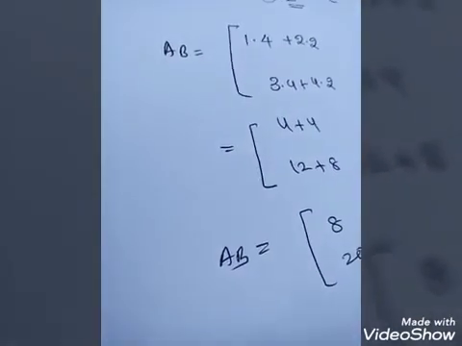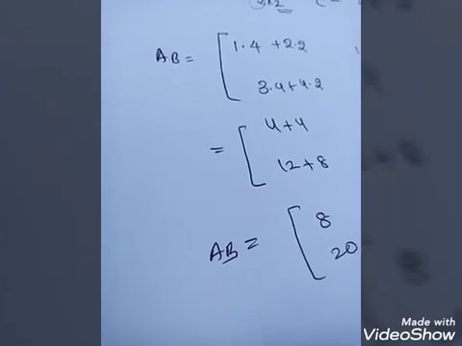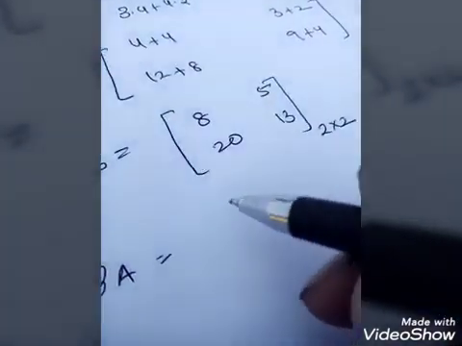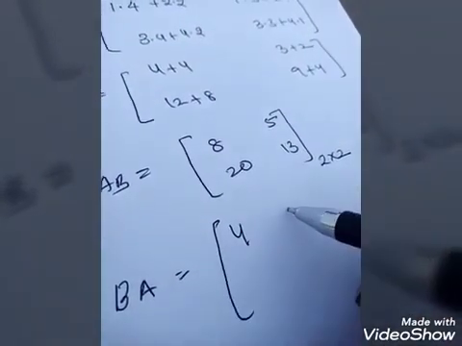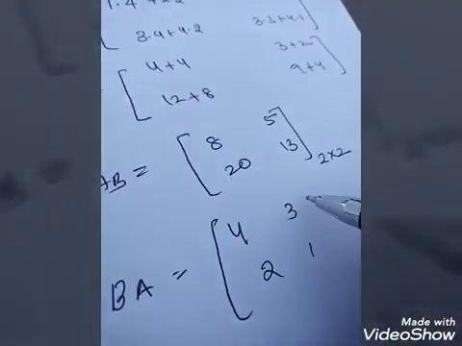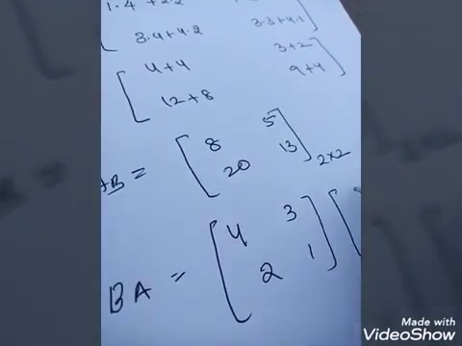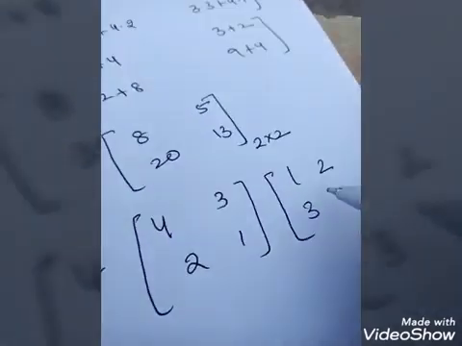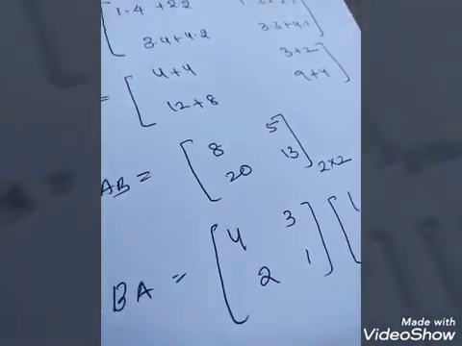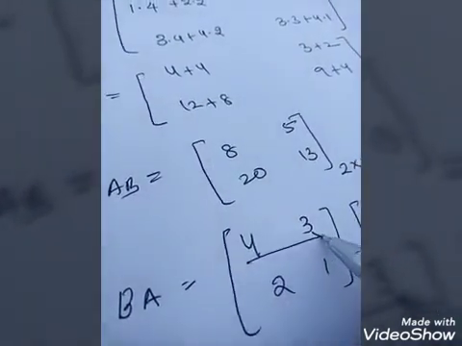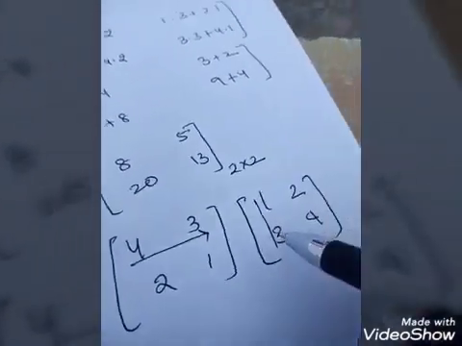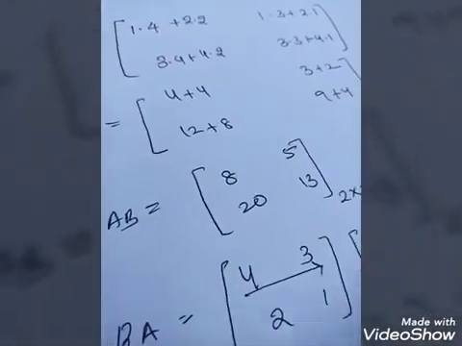Similarly I am finding here that BA is also possible. Now BA is equal to what you are going to get. Observe there, first I write the matrix B, 4 3 2 1, into A, 1 2 3 4. Now the first element is first row with first column. What is the first row here? It is 4 3. What is the first column here? 1 3.